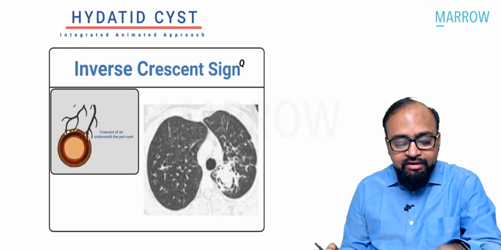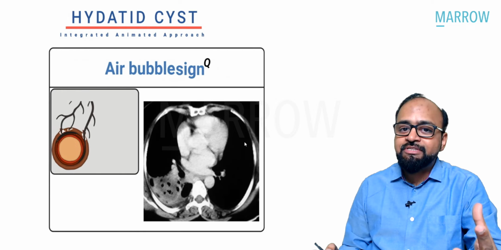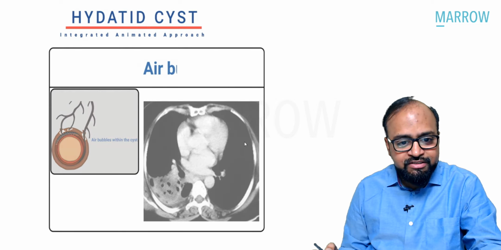Look at that cyst there. Can you see a crescent on its dependent or lower part? This is what is called inverse crescent. Air bubbles can be scattered throughout the cyst. This is what is called the air bubble sign of hydatid cyst, right?